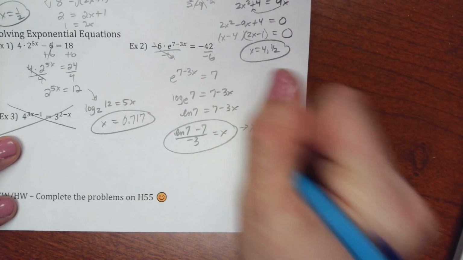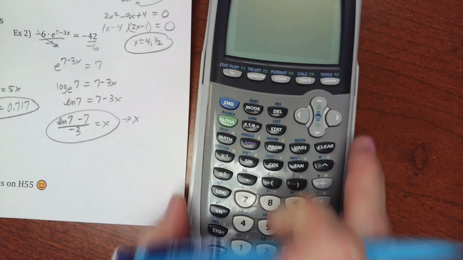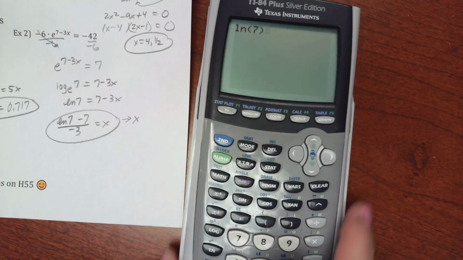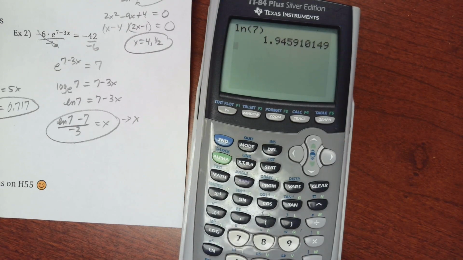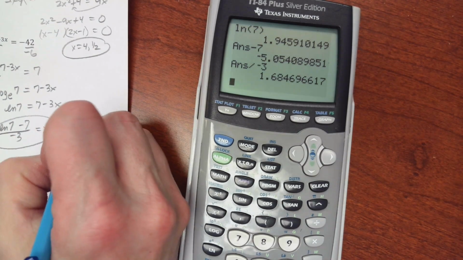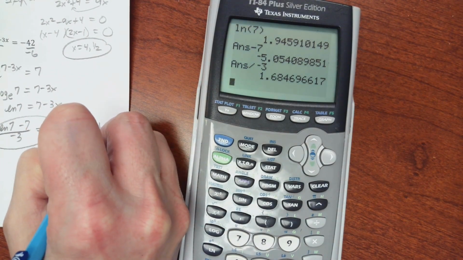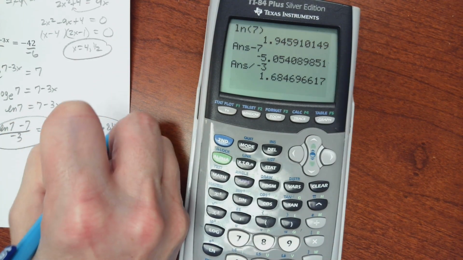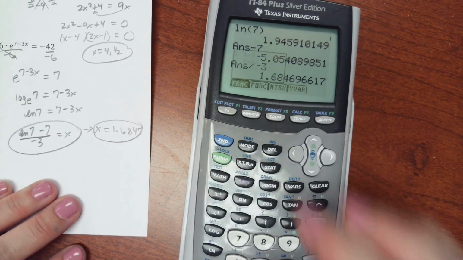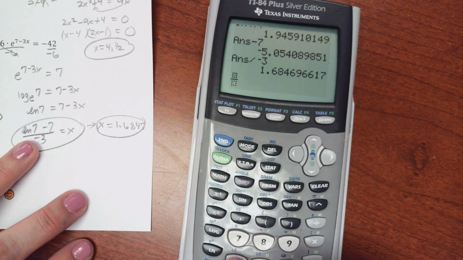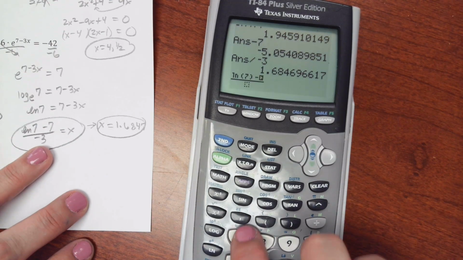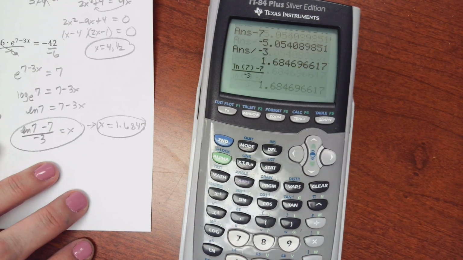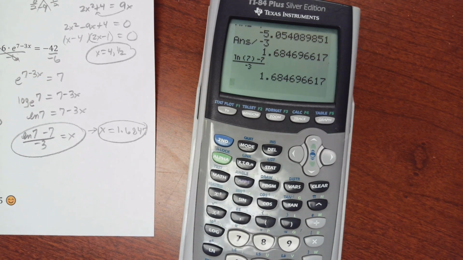If I want an actual number, grab my calculator. I have ln of 7, take away 7, divide by negative 3. So there it is, 1.6847. And you can see if I were to enter the fraction that I typed right here, ln of 7 minus 7 over negative 3, it's the exact same thing. All right, that is it. Bye-bye.